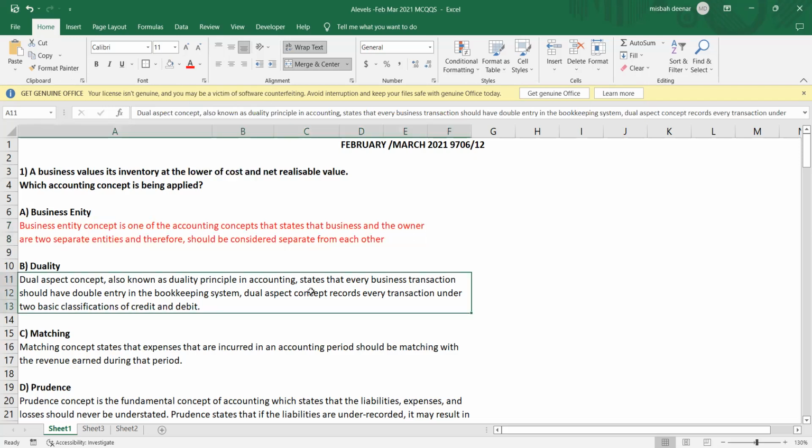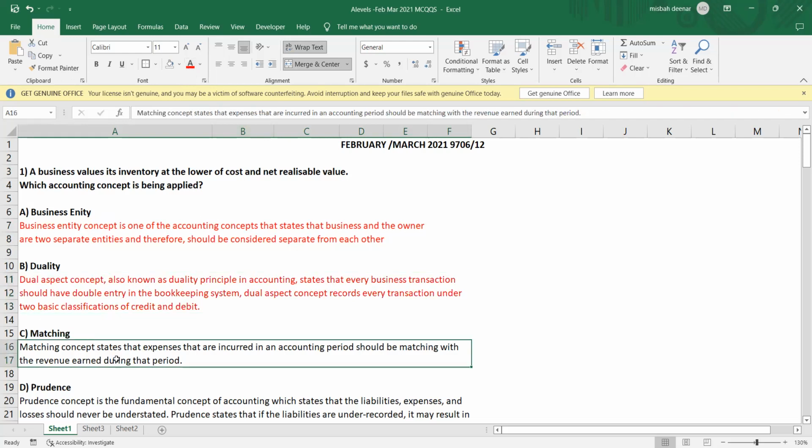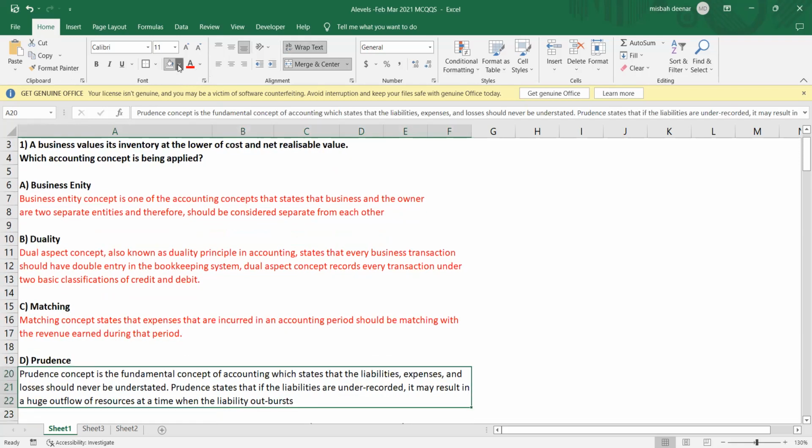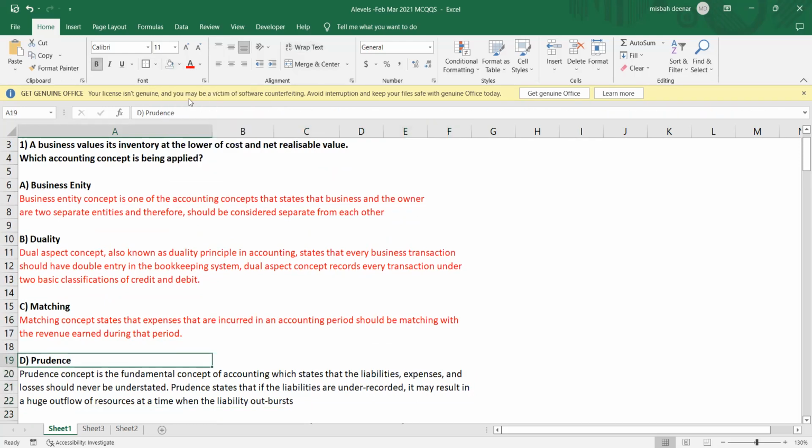Then duality. It states that every business transaction should have a double entry, a debit and a credit. Do you think there is anything to do with the recording of the transaction? No. Then matching states that expenses incurred should be matched with the revenue earned. Is there any expense incurred or revenue earned? No. So by default, we are left with this answer, prudence. So I will highlight it as green.